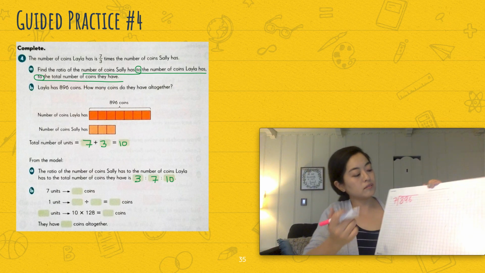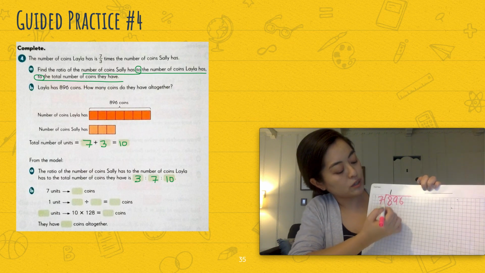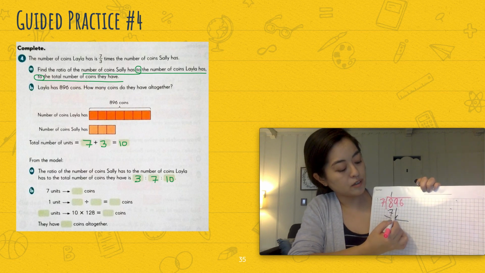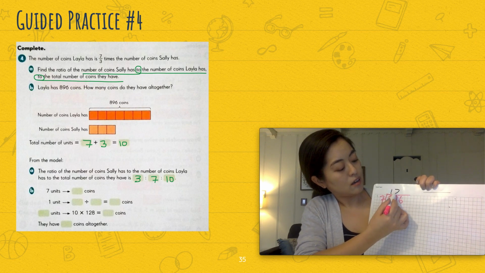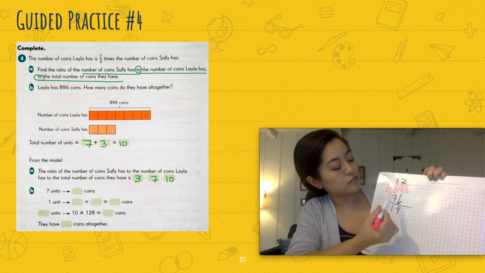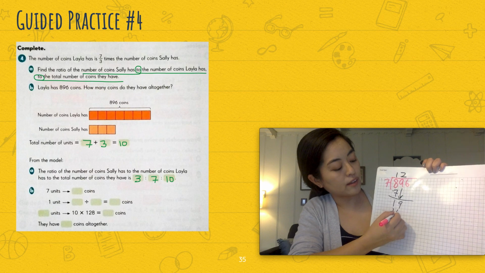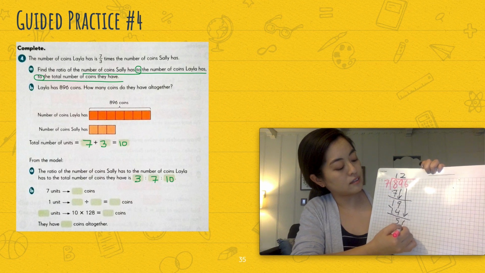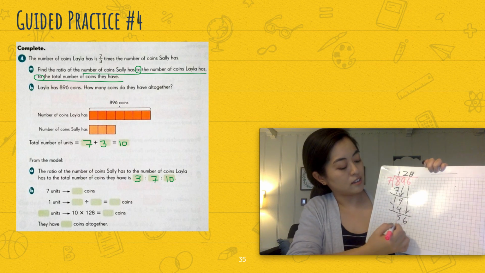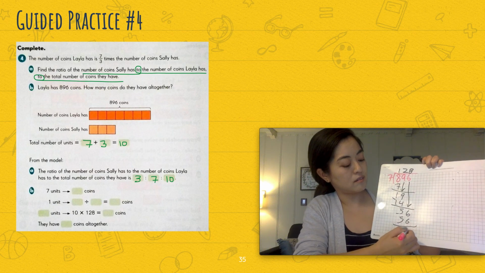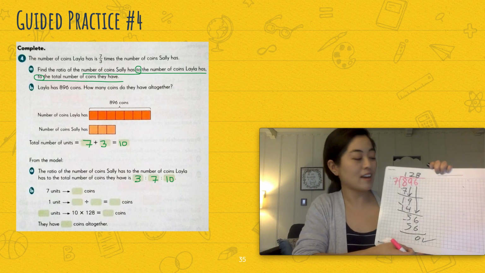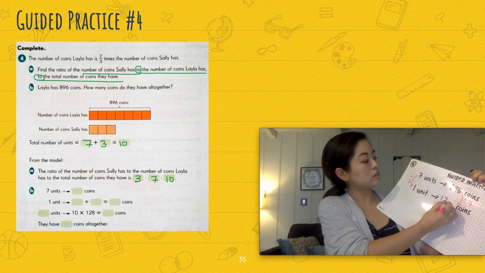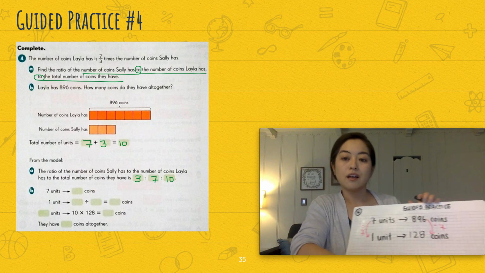All right, so let's see. 7 times 1 gives you 7, which gets close to 8. I'm going to subtract, and bring down the 9. 7 times 2 gets close to 19 without going over, and that's 14. That gives me a 5. Bring down the 6. 7 times 8 gives me 56. Sweet. So 1 unit is equal to 128 coins. Am I done?